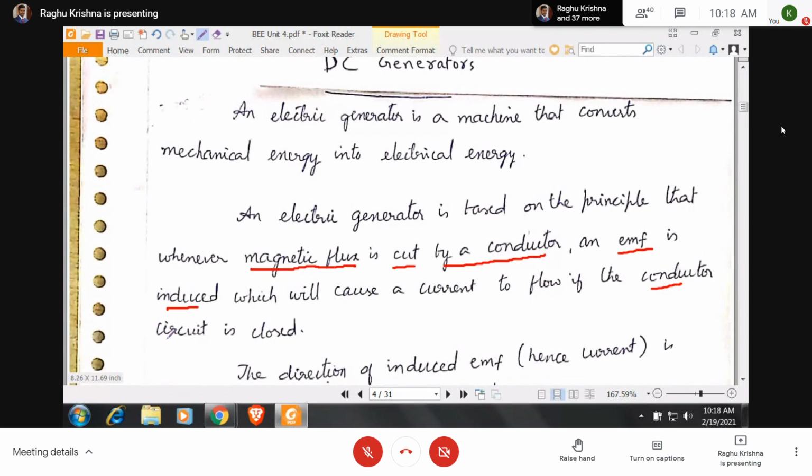So current will be flowing if the conductor circuit is closed. Is it clear? An electric generator is based on the principle that whenever magnetic flux is cut by a conductor, EMF is induced in the conductor. And when the conductor circuit is closed, current will be flowing through the conductor. So let us see the diagram.